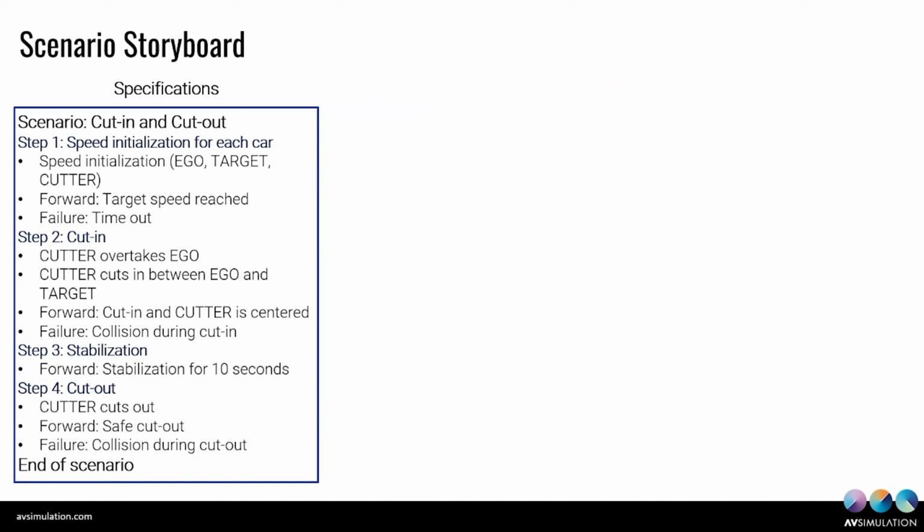So the idea is to get closer to our customers, to our customers' use cases, how they use it. So this is, for example, the specification that you may have in your teams or from the other teams that you're working with. So in this case, we'll handle a pretty simple scenario, a cut in and then a cutout from a car. So it will be divided in 4 steps. For example, you can first do the speed initialization of each car.